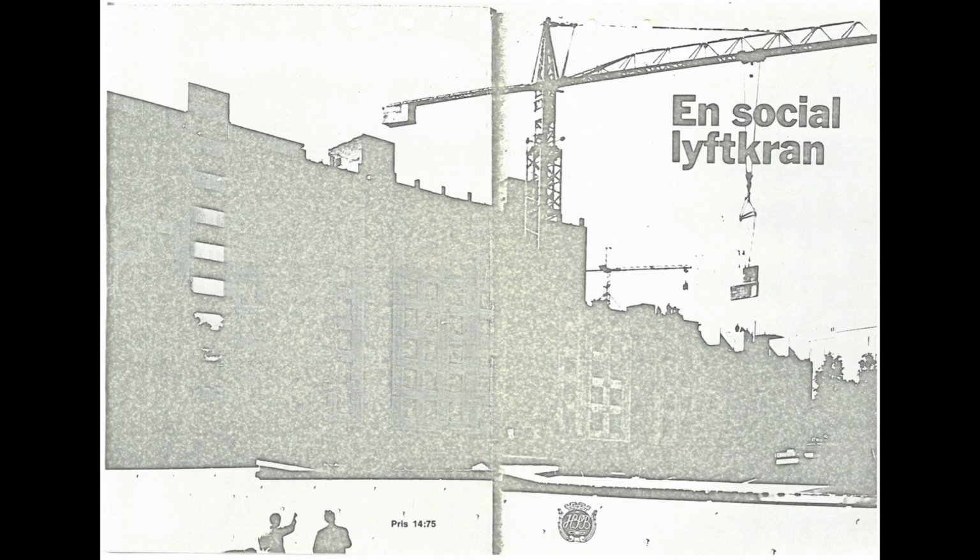So this is a catalog from 1967, and it says a social crane. A social crane meant, for example, that in the period from 1950 to 1965, the manual labor was completely mechanized. So 90% of all cement and concrete and brick that was carried onto a building site was carried by manual labor in 1950. By the end of 1965, 5% was carried by manual labor.